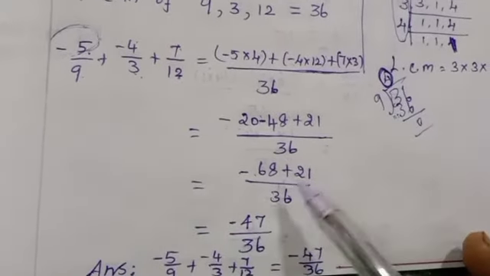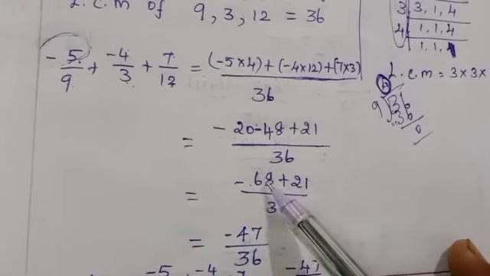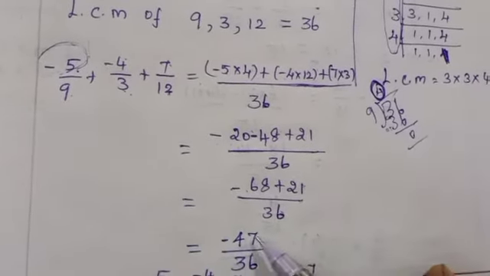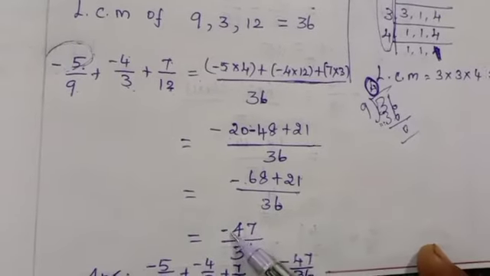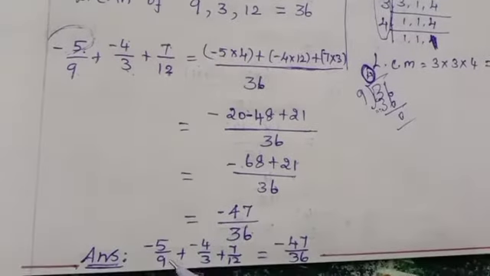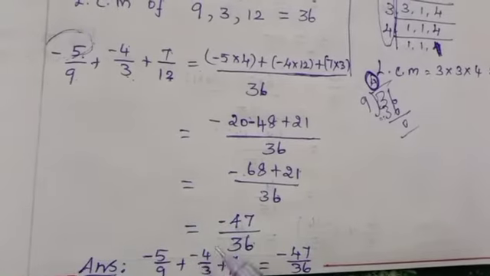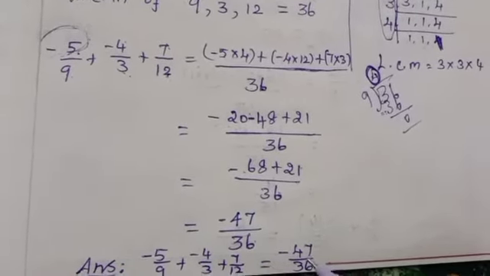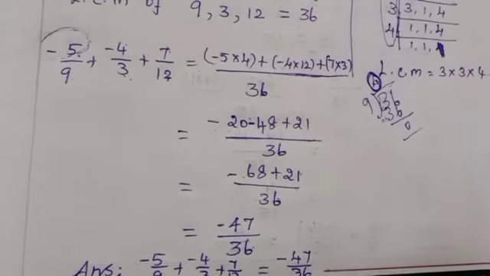Now these two have different signs, so you have to subtract: greater number minus smaller number. So that is 47, with the greater number's sign, by 36. So minus 5 by 9 plus minus 4 by 3 plus 7 by 12 is equal to minus 47 by 36.